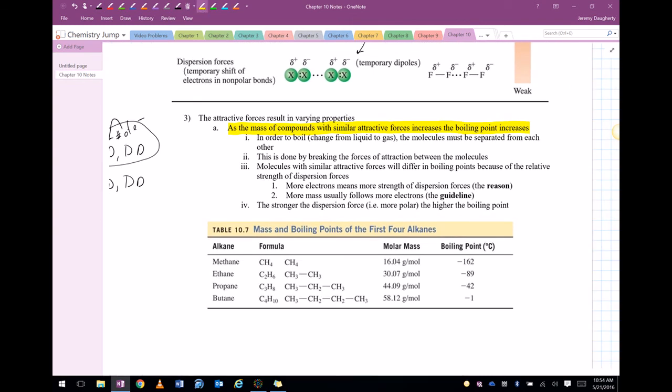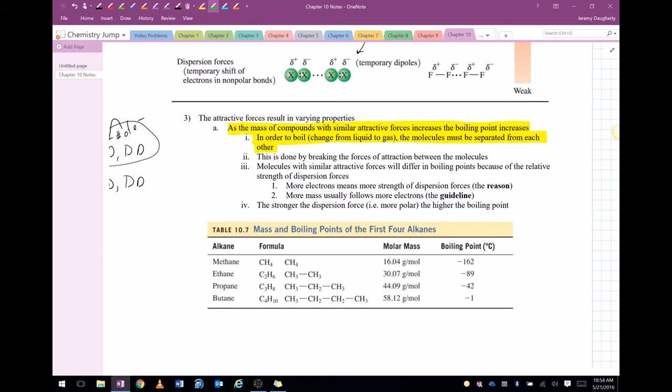So what does it matter? Why does it matter how strong that force is? Because in order to boil or melt, the molecules must be separated from each other. In the case of boiling, they have to be completely separated. In the case of melting, they just have to be weakened. The forces of attraction between the molecules have to be weakened.